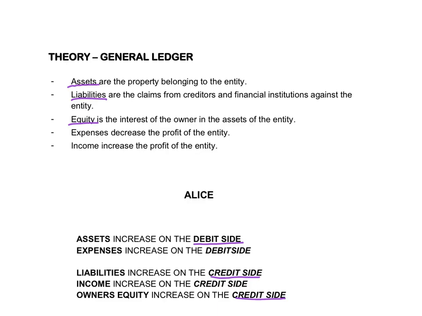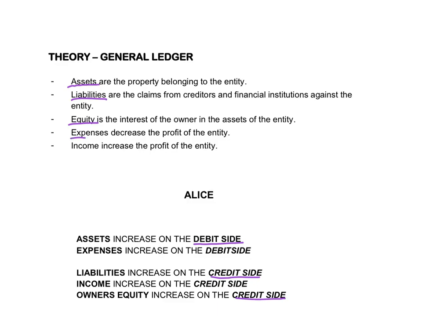So we don't open an account for the owner in his name. If he contributes money to the business, we will open a capital account, and if he takes goods or money from the business, we will record it in the drawings account.